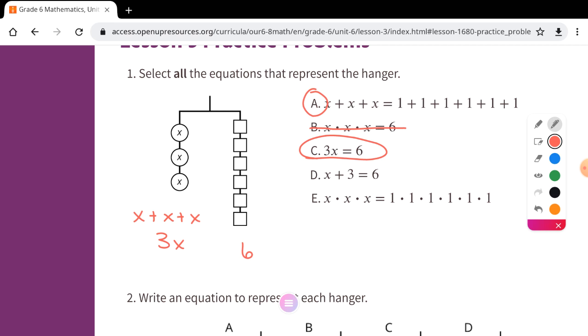D, x plus 3 equals 6. Brendan? Nope, that cannot work, because that would just show 1x and then 3. So that one is out. X times x times x equals 1 times 1 times 1 times 1 times 1? No, that one's out also. Okay, so A and C are the only ones that work for that problem.